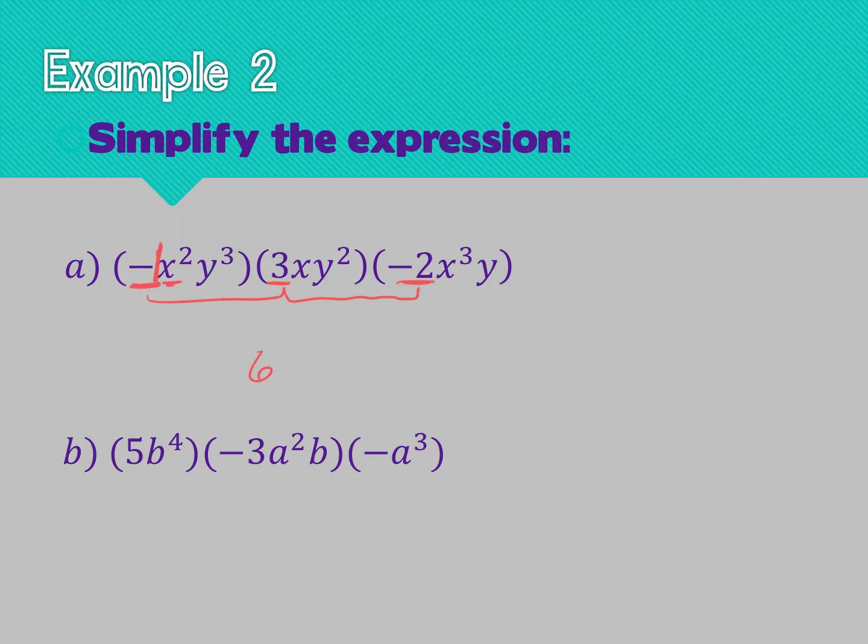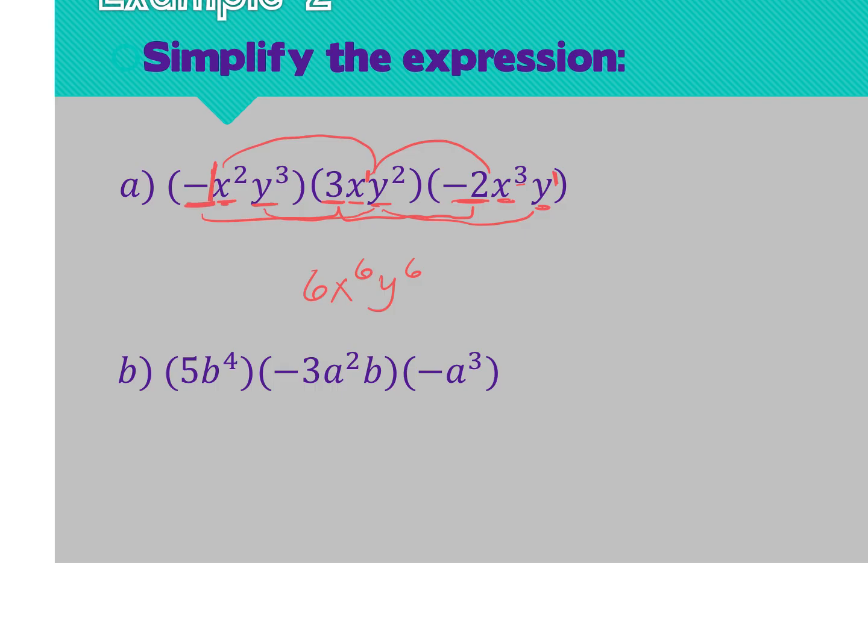And then just like before, I can do x times x times x. And that is going to get me x to the second plus 1 plus 3, which is x to the sixth. All right, and then y times y times y. So y to the third plus 2 plus 1 is going to get me y to the sixth. All right. Same thing with example B.